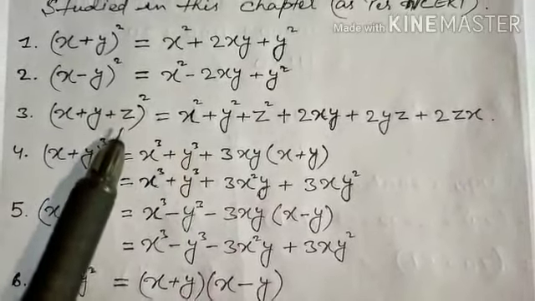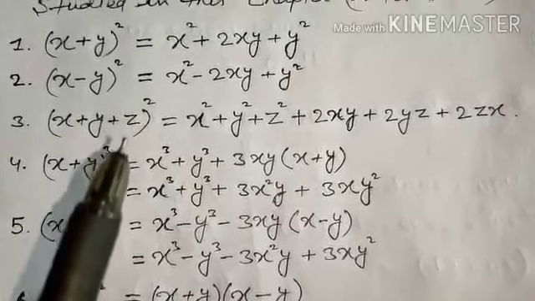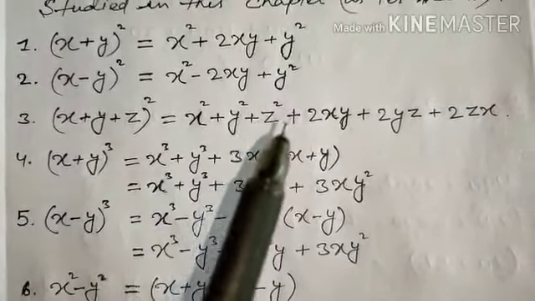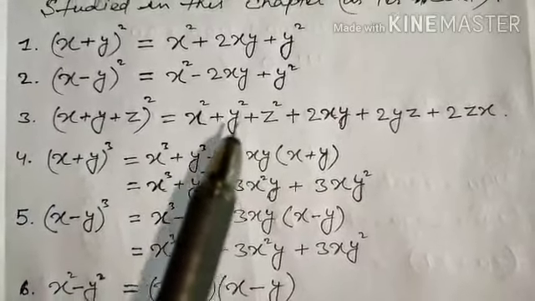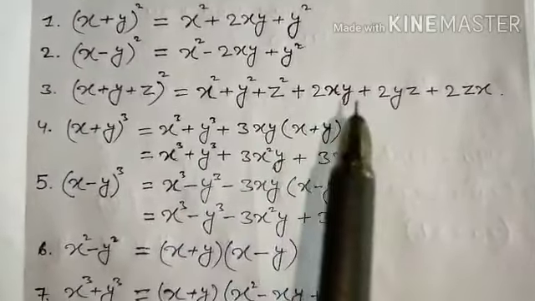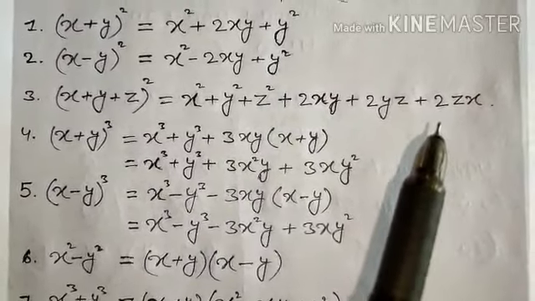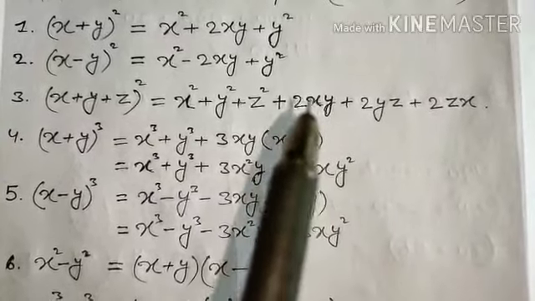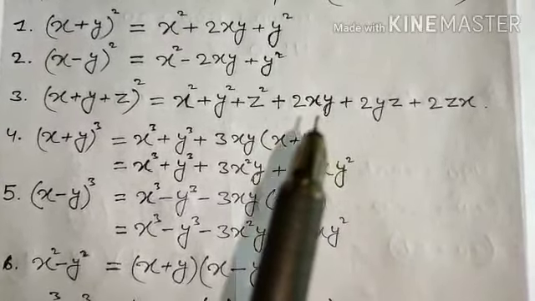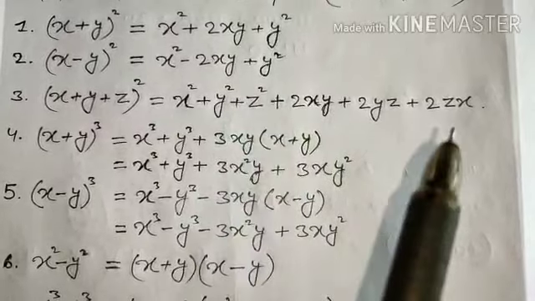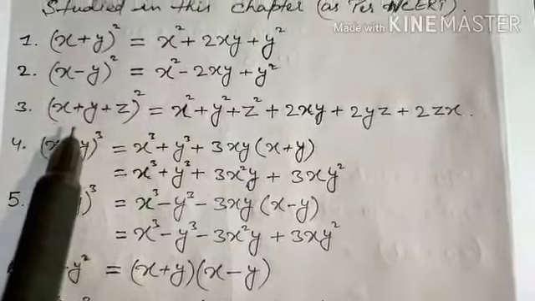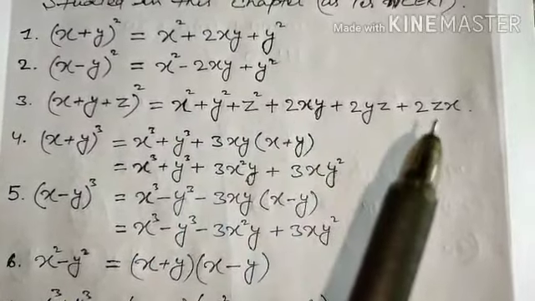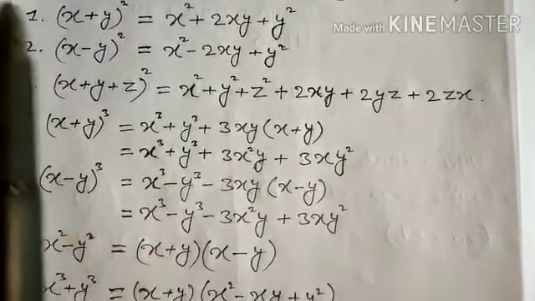The formula is very easy. Just see the pattern and you won't find any difficulty in keeping these things in your mind. x square plus y square plus z square. Now see the pattern: 2xy, 2yz, 2zx. It means it is following a cyclic pattern: xy, yz, zx, and just put 2 over every product and do the addition. So this is very easy to remember. x plus y plus z whole square is equal to x square plus y square plus z square plus 2xy plus 2yz plus 2zx.